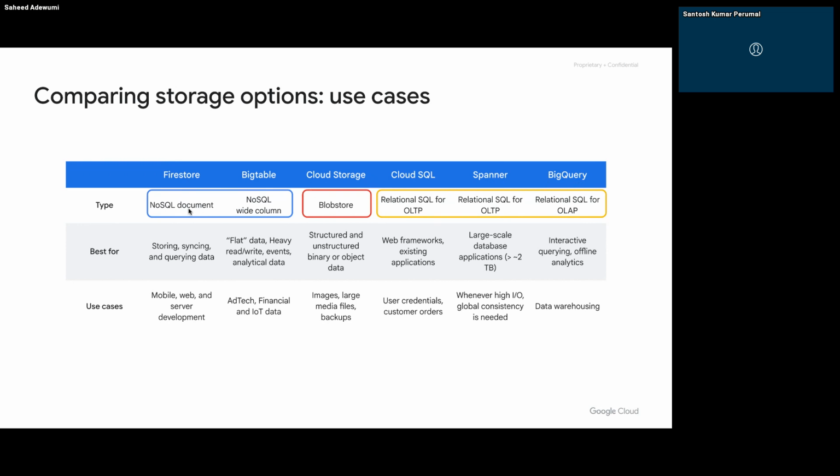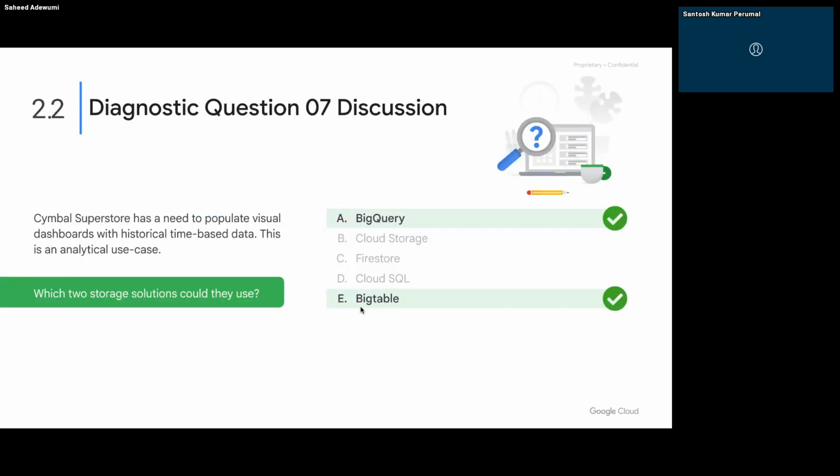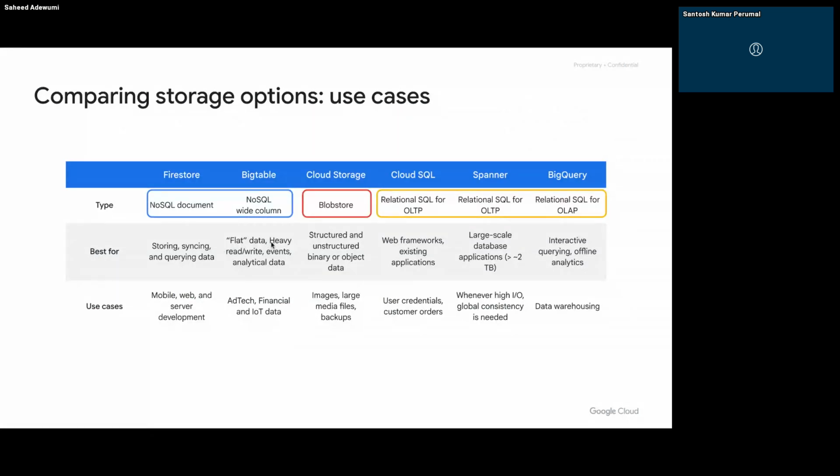Firestore is best for storing, synchronizing, and querying data, whereas Bigtable is used for flat, heavy read and write analytic data. And if you can remember, that's why we pick Bigtable here, because of the time-based data. So for analytic data, this is for Bigtable. For Cloud Storage, we have structured and unstructured data, meaning we are uploading something like images, pictures, videos. We use Cloud Storage to store that.